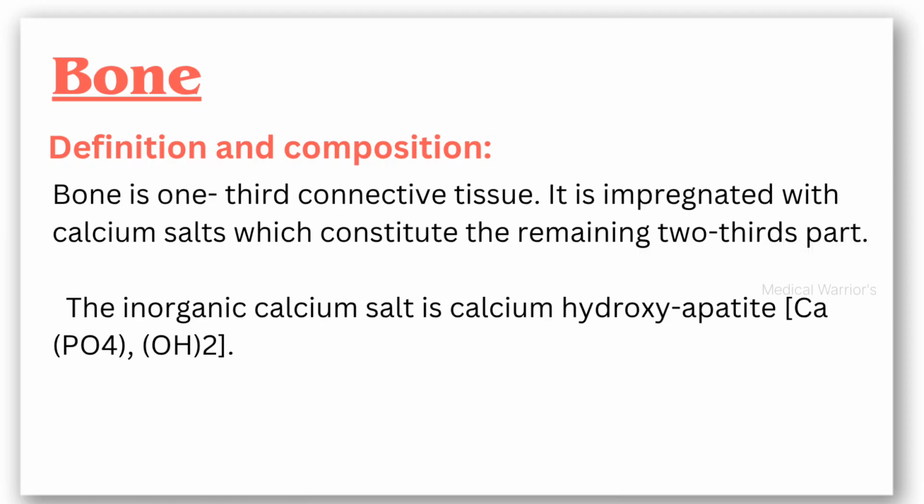Hi friends, today we are going to study about bones. Here we are going to study about definition and the composition of the bones. Bone is one-third connective tissue. It is impregnated with the calcium salt which constitutes the remaining two-third part. The inorganic calcium salt is calcium hydroxyapatite.